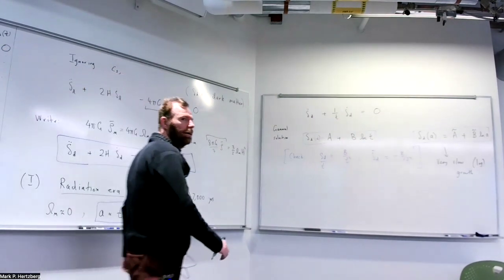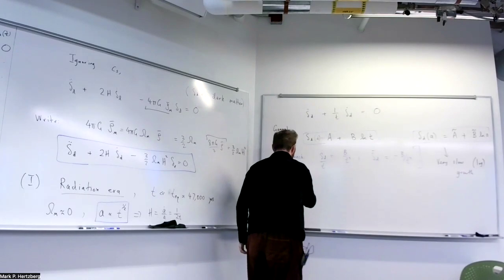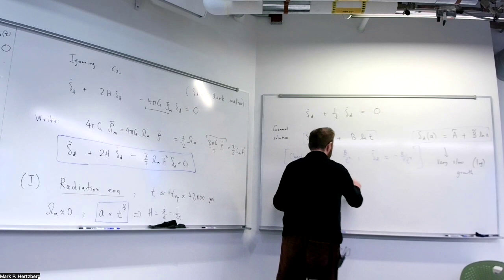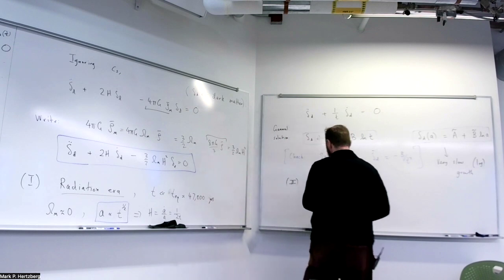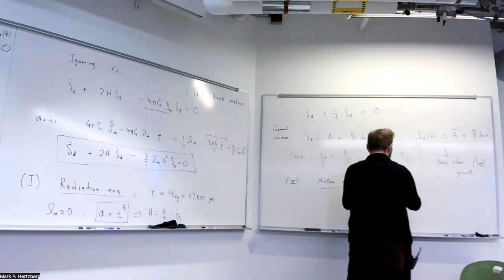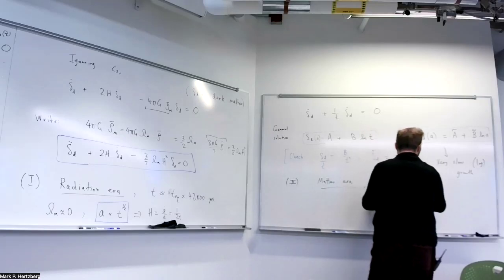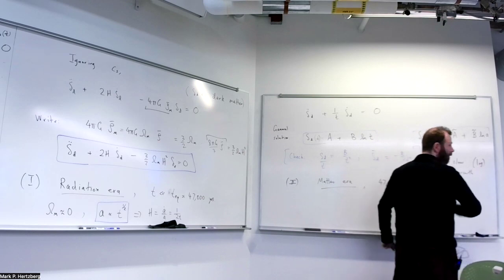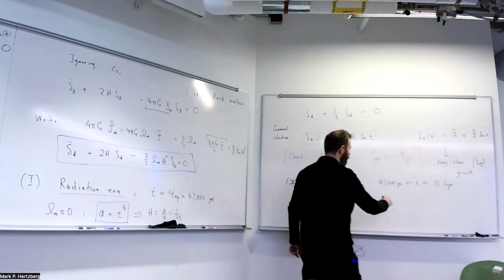Okay, so the next thing we want to think about is in the matter era. So this 47,000 years, let's say, is much less than the time of interest, much less than about 10 gigayears, which is roughly when dark energy takes over.